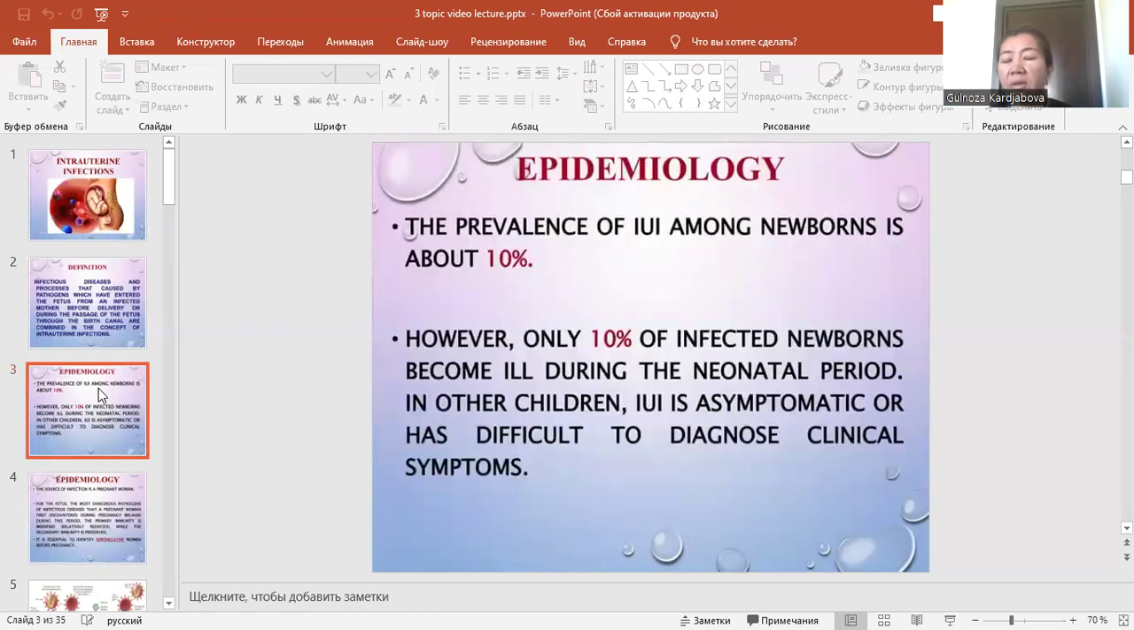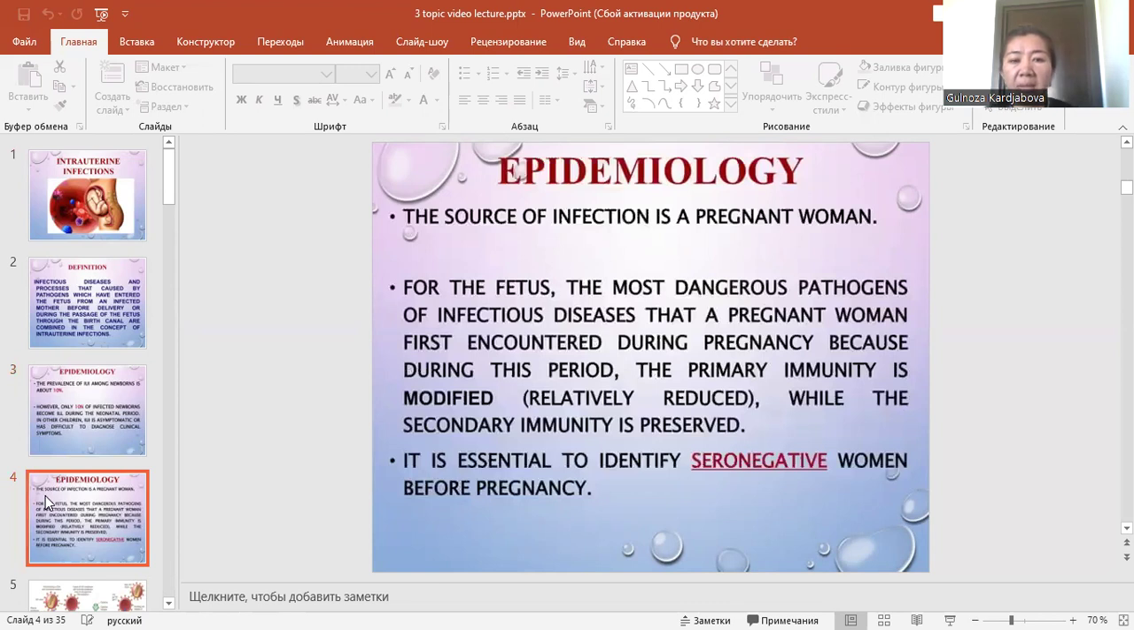The prevalence of intrauterine infection among newborns is about 10%. However, only 10% of infected newborns will become symptomatic during the neonatal period. In other children, intrauterine infection is asymptomatic or has difficult-to-diagnose clinical symptoms. The source of infection, as a rule, is the pregnant woman.